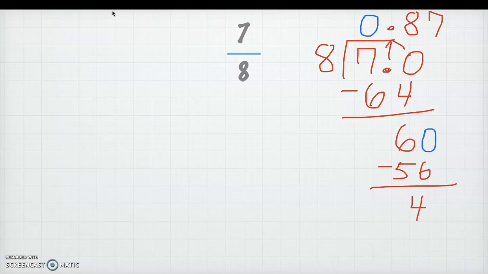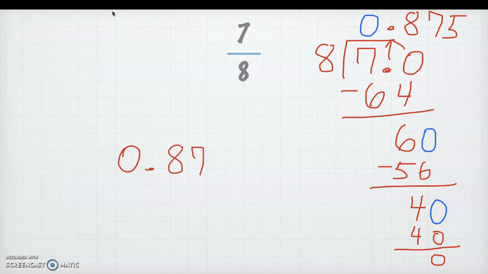I don't want a remainder, so I'm going to keep annexing zeros until I have no remainder. How many times can 8 go into 40? That'll be 5 times. 8 times 5 equals 40, and my remainder will be 0. So my final answer is 0.875. That means 7 over 8 as a decimal is going to be 0.875. Just remember, you are dividing the numerator by the denominator and you don't want a remainder. So you're going to keep annexing zeros until you have no remainder.